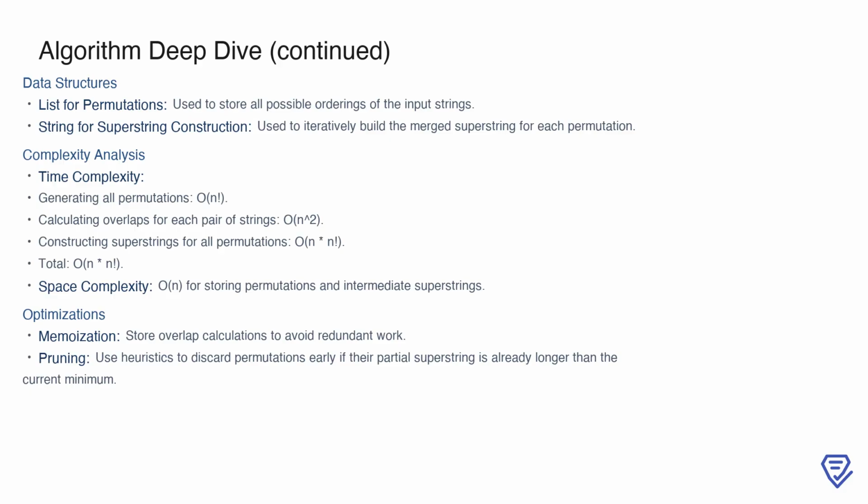Additionally, pruning techniques can help discard permutations early if their partial superstring exceeds the current minimum length. These strategies, while not reducing the factorial time complexity, can significantly speed up the computation in practice.